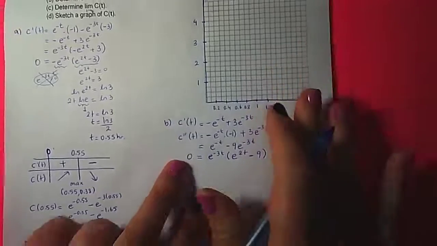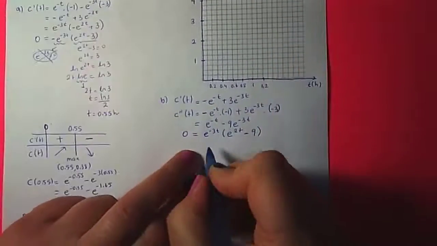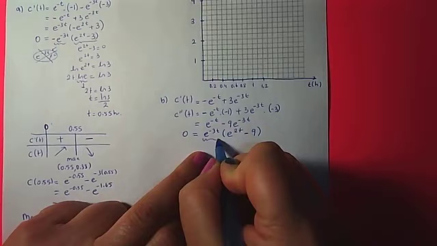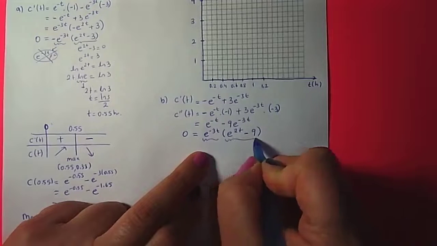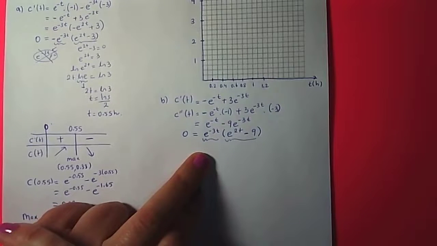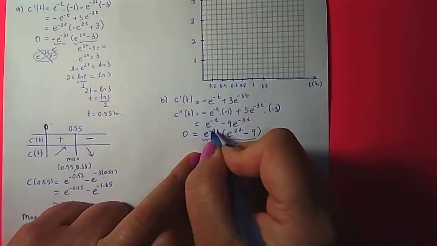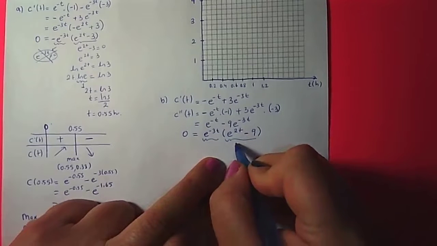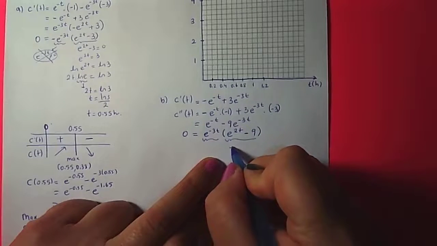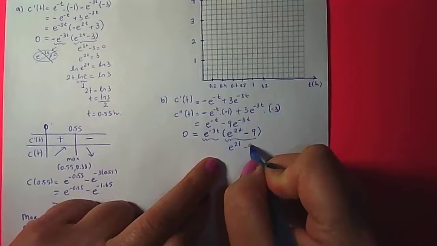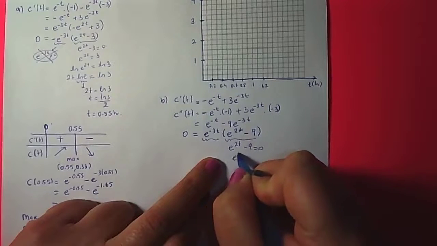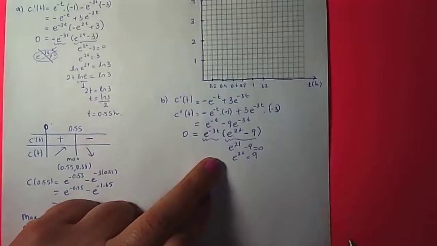Okay, so then we have two factors here. First factor, e to the power of negative 3t. Second factor, e to the power of 2t minus 9. Again, if we try to make the first equal to 0, it's not going to work. So this factor will never be 0. Then we can get the 0 from the second factor. So e to the power of 2t minus 9 equals 0. e to the power of 2t equals 9.